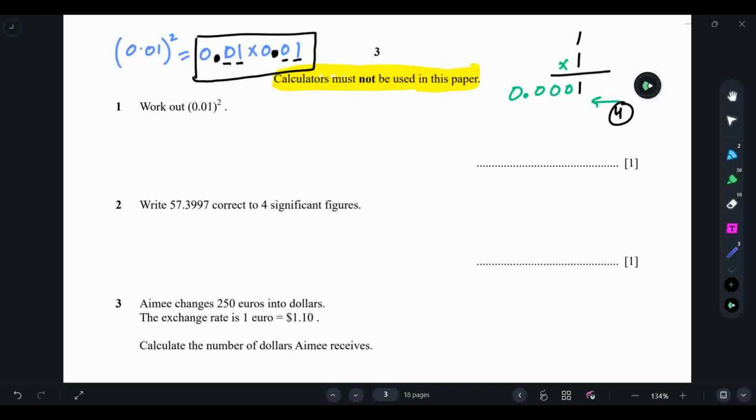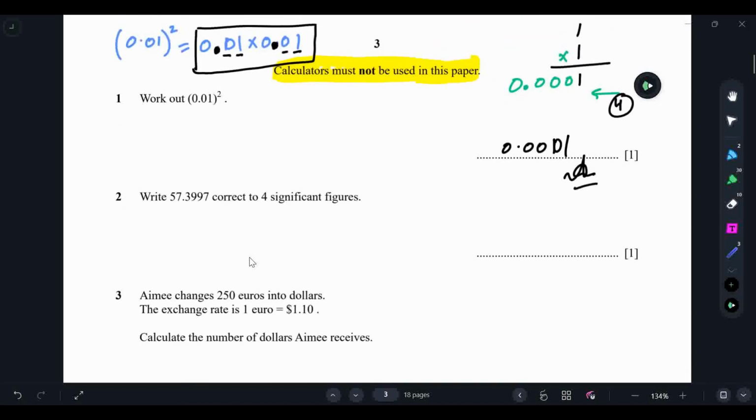Now the final answer for 0.01 squared is 0.0001. Be very careful about this thing. Okay. Let's move to question number 2.